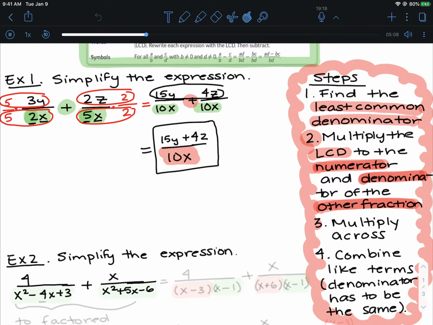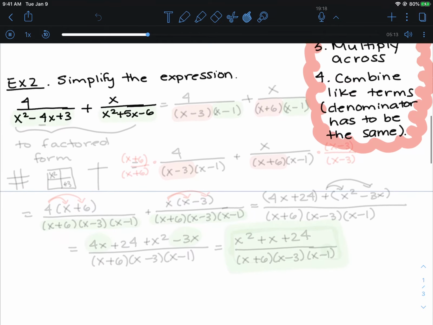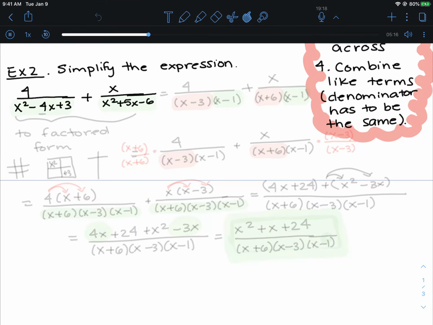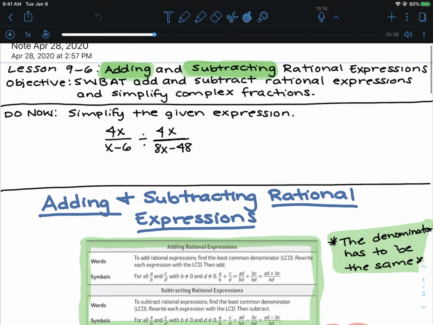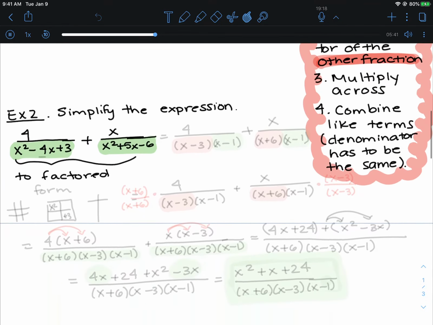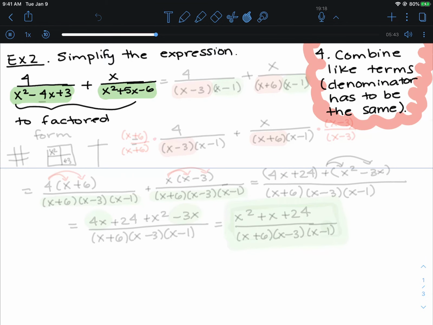Okay, so now let's move on to example number 2. This one's going to be a little bit different because you have these trinomials right here. And so obviously seeing what they have in common and what they don't have in common is a little bit complicated when you don't see them in factored form. So the first step here would be to convert these to factored form. Once you have them in factored form, it's going to be a lot easier for you to see what they do have in common and what they don't have in common. Okay, so let's go ahead and do that.